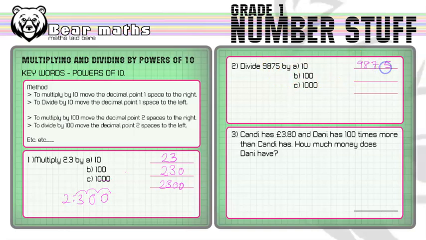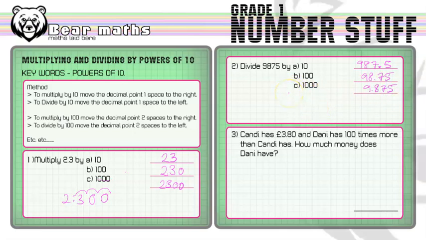987.5. Okay, if you're dividing by 100 you do the same thing, but you move 2 spaces back. 1, 2 spaces to the left. 1, 2, 98.75. And with the third one we're going to move, yes you guessed it, 3 spaces to the left, so 9.875. Okay, pretty quick, pretty easy stuff.